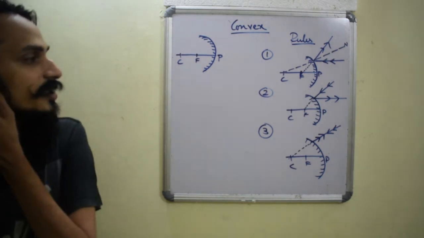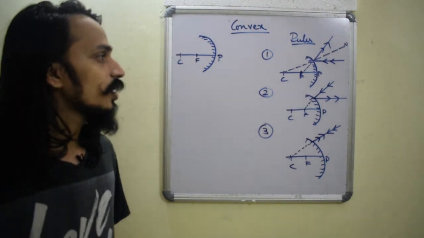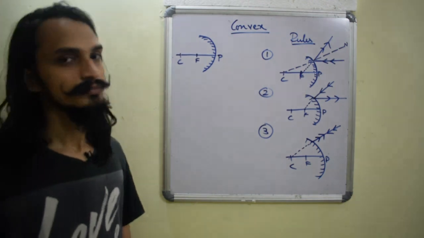So these are the three rules of reflection when it comes to a convex mirror.